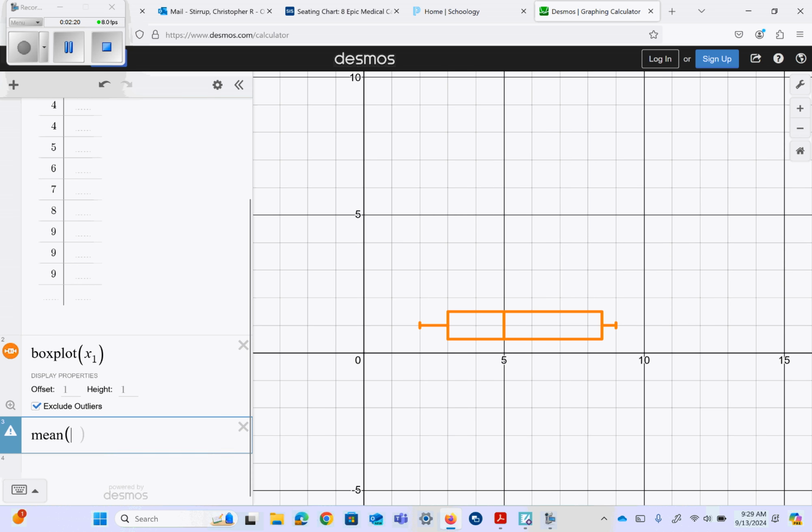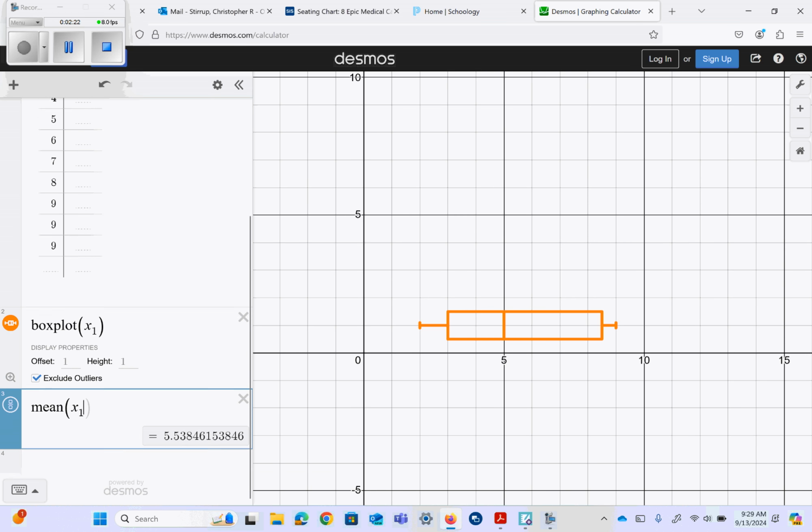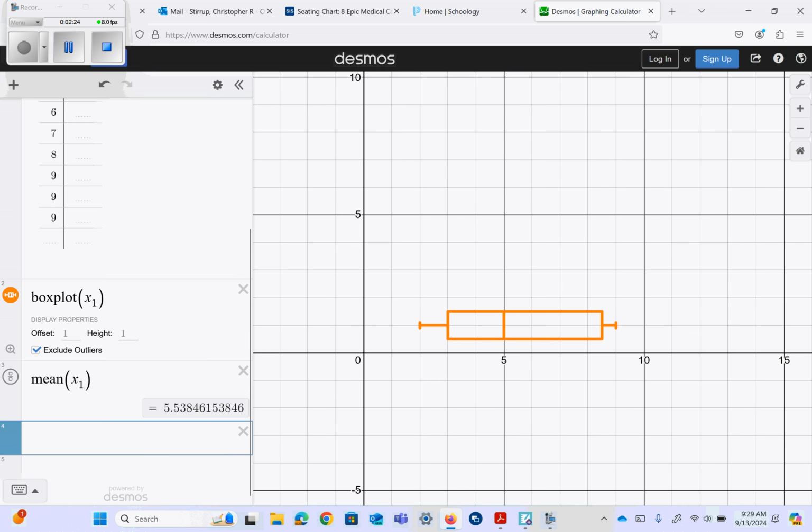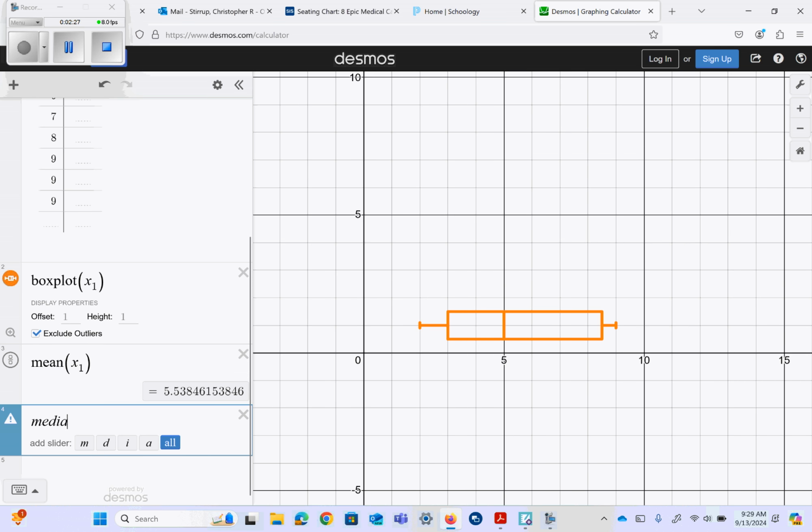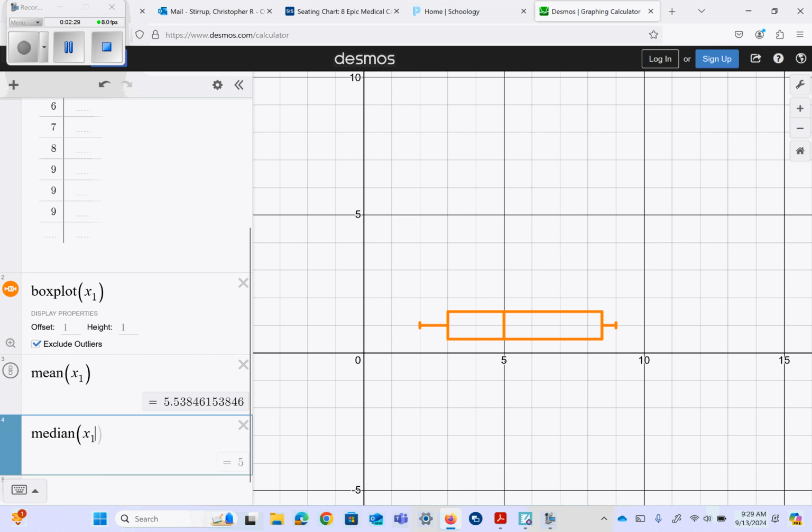So if I just said I want to know what the mean of x1 is, and I want to know what the median of x1 would be. Okay. So the median is the very center. This is the very center. Agree? That's the median. They tell us the mean is 5.53. So that's definitely to the right of it.